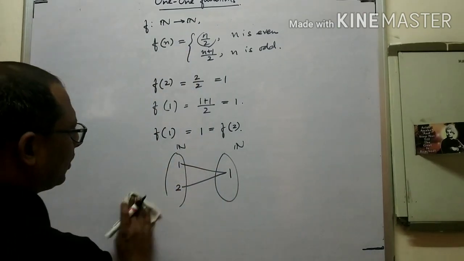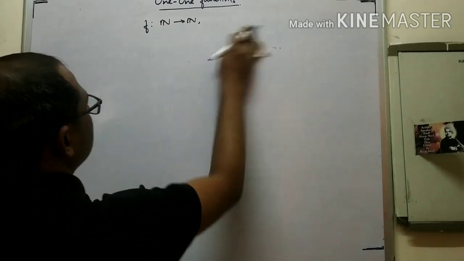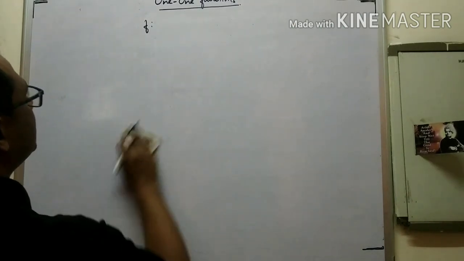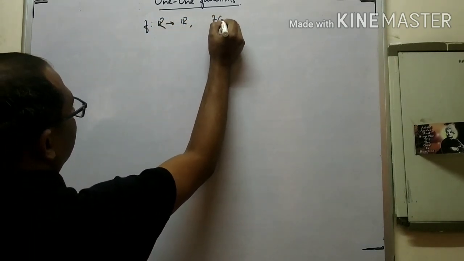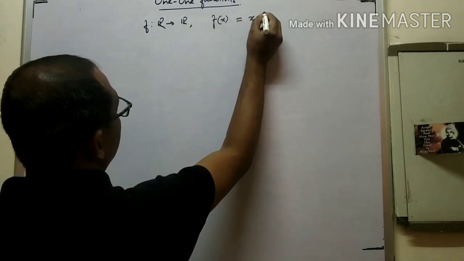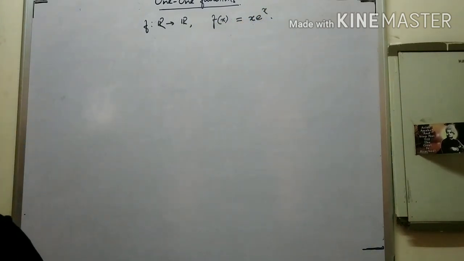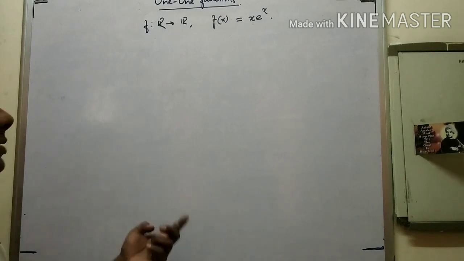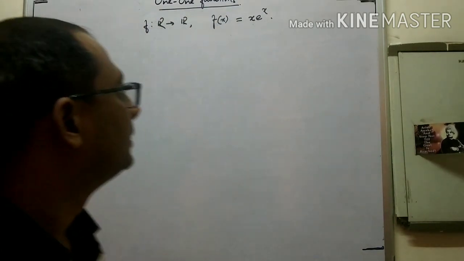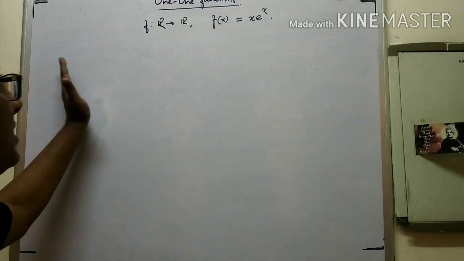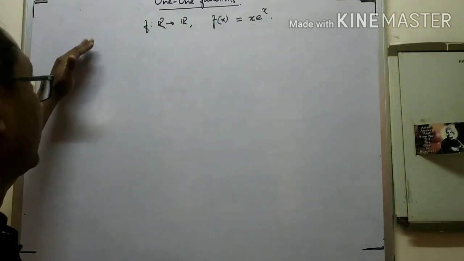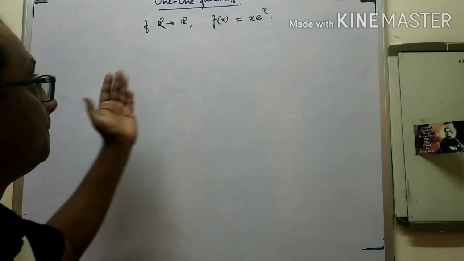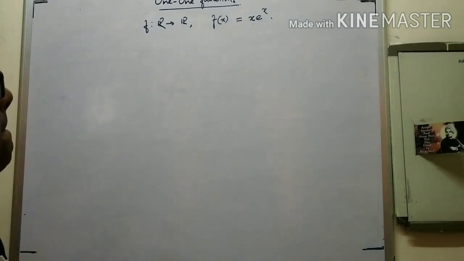Let me go for the last question. f from R to R given by f(x) equal to x e to the power x. Okay, this function we have to check whether it is 1-1 or not. The first method for doing this question will be a very, very difficult task. In fact, we will not be able to conclude anything by the first method.